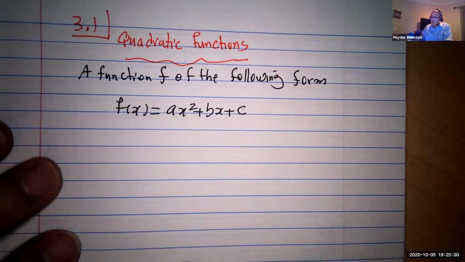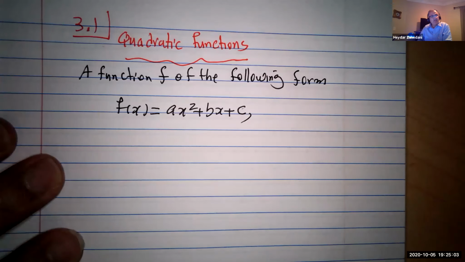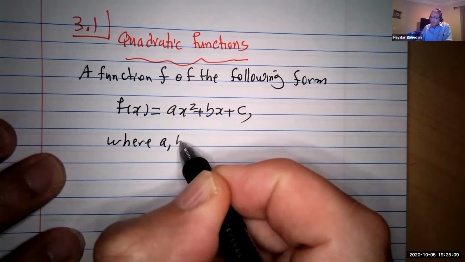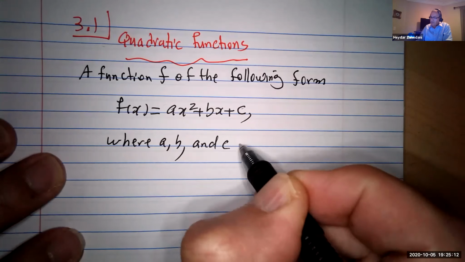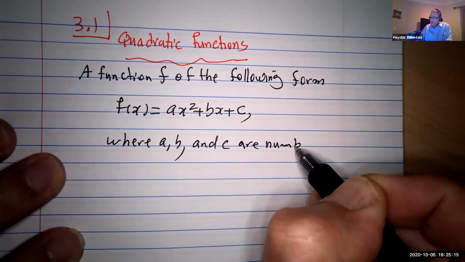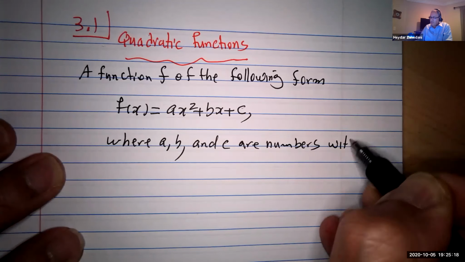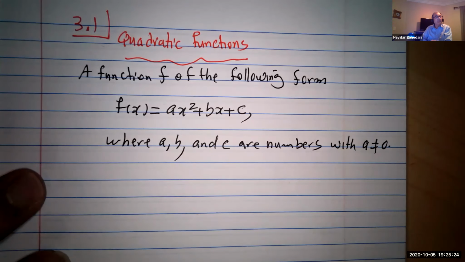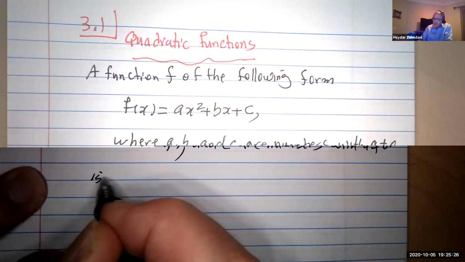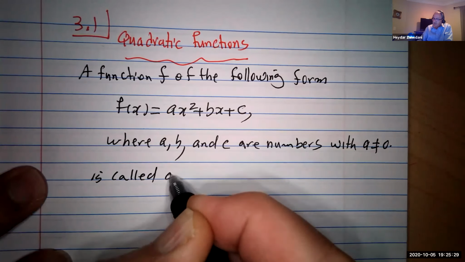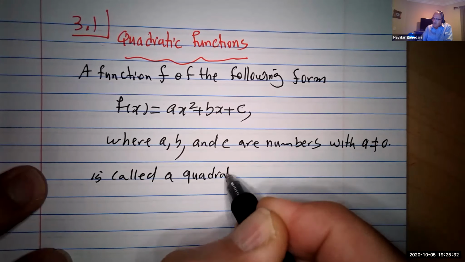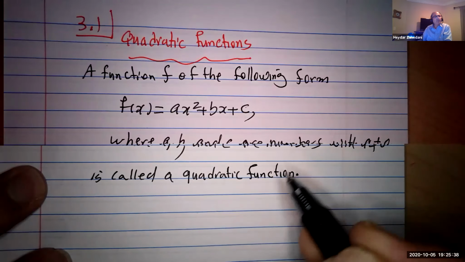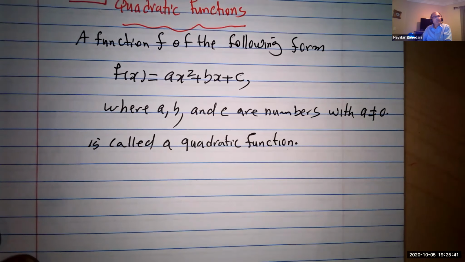This quadratic expression, these are all numbers, can be 0 but not a, where a, b, and c are numbers with, of course, a cannot be 0. Because if a happened to be 0, you know that it's not going to be quadratic. It's called a quadratic function. Very classic result in algebra. Okay, so this is going to be a quadratic function.